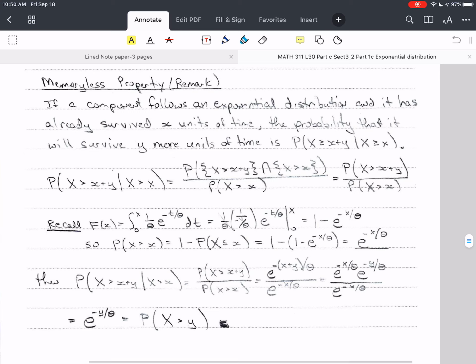And this is listed as a remark. I've gone through, instead of just showing you an example, the derivation to show this and prove this in a general case. So if a component, and we use the exponential distribution sometimes to model reliability of components, specifically electronic components. These are components that have what we call a constant failure rate. Remember that the mean time until the first failure is theta.